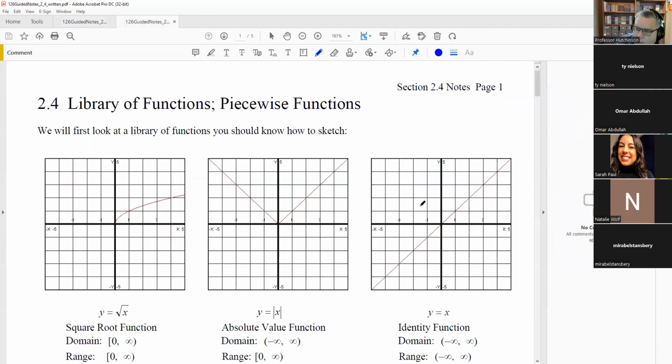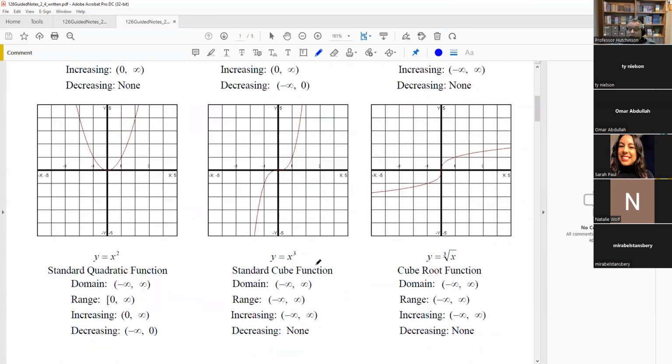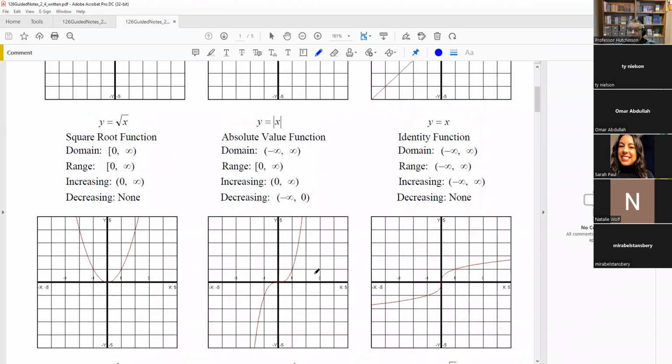We're going to go on to the 2.4 section. Now, this 2.4 section has a bunch of graphs for you in the beginning. And this is all on the front page of your notes. So you should have all these special graphs that are on there.